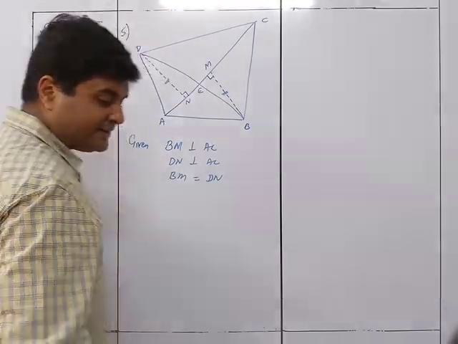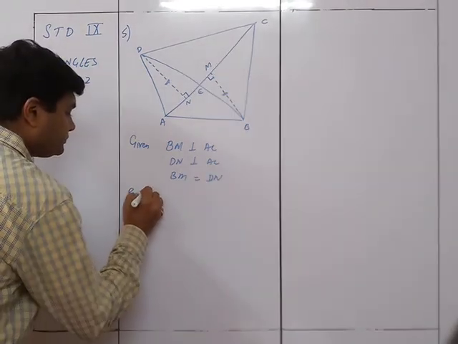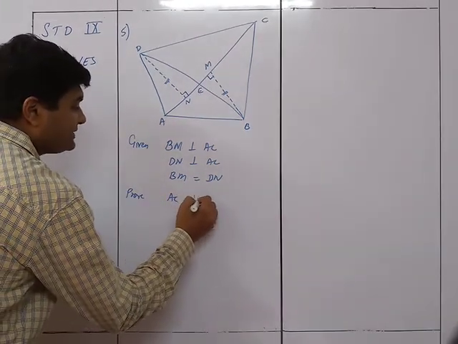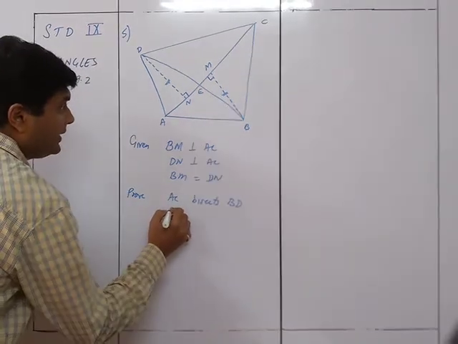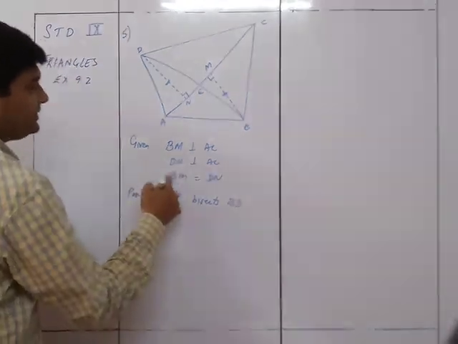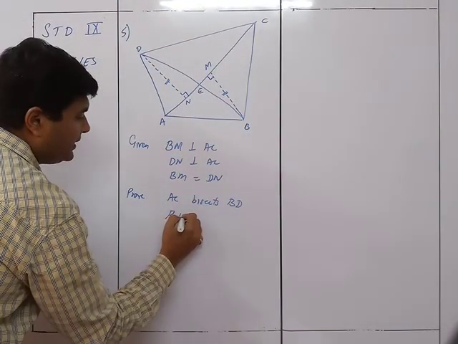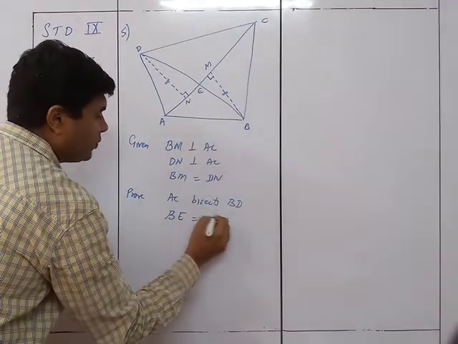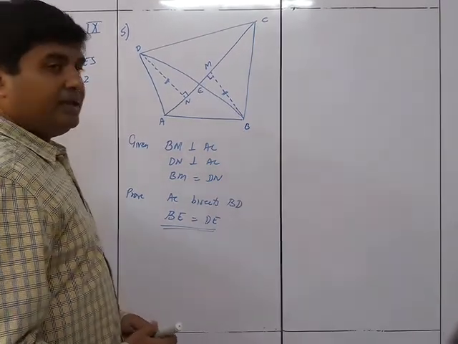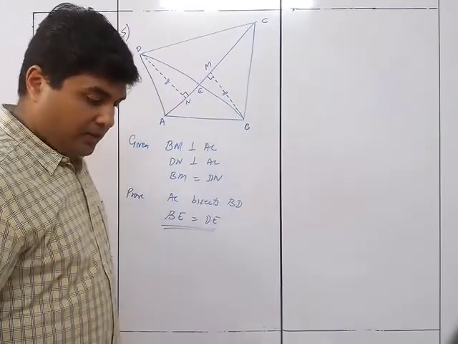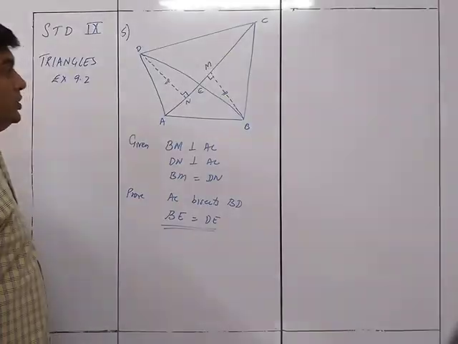Prove that AC bisects BD. That means AC is bisecting BD, which means BE is equal to DE is what you need to prove. Okay, we need to prove that BE is equal to DE. Let's start with this now.